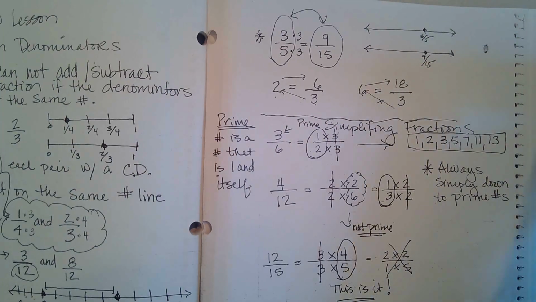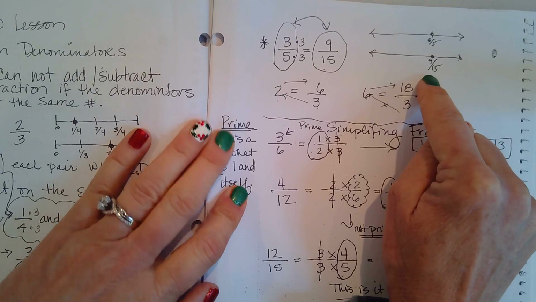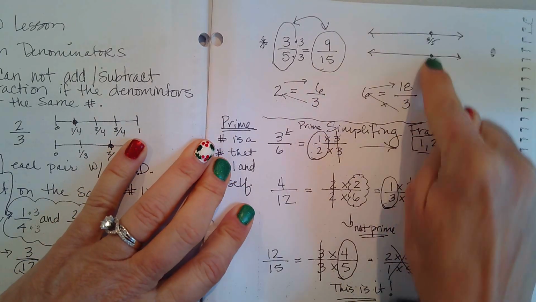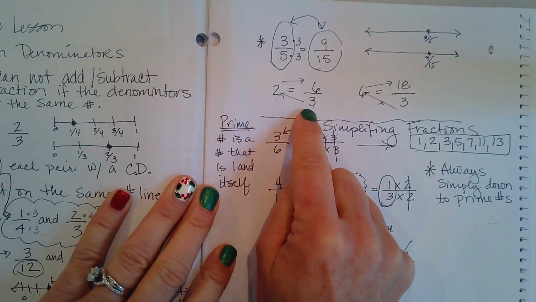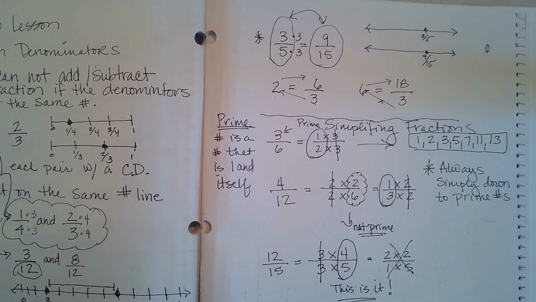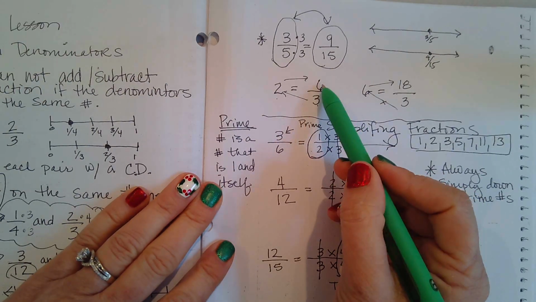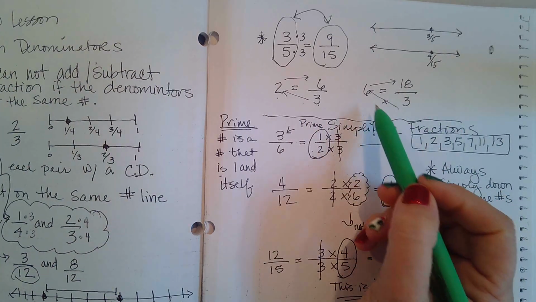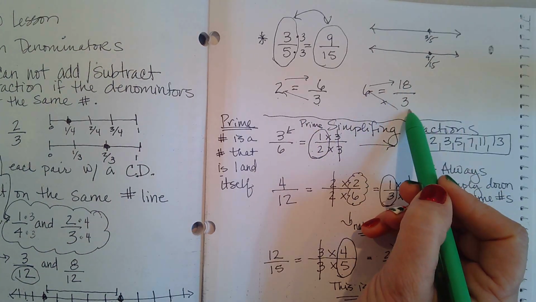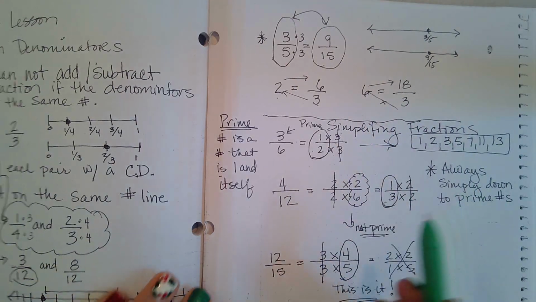Also over here, 3/5 is the same as 9/15. They line up exactly on the number line. Now, this goes back and forth. 6/3 is equal to 2. 2 is equal to 6/3. 6 is equal to 18/3. 18/3 is equal to 6.